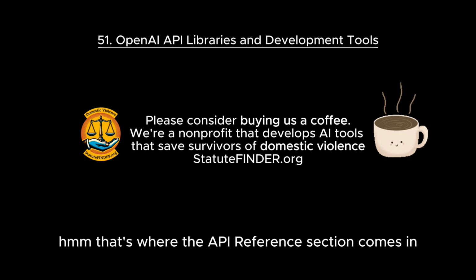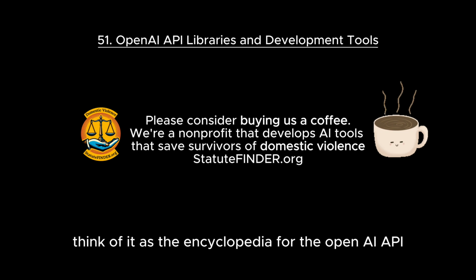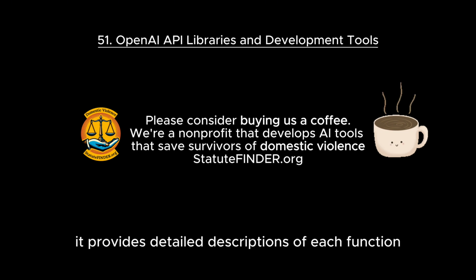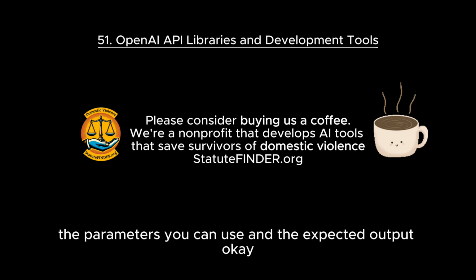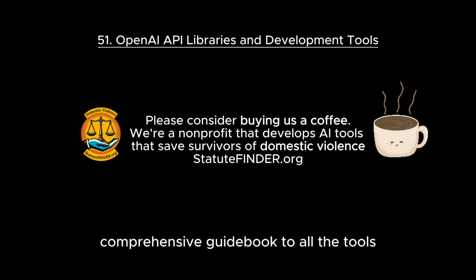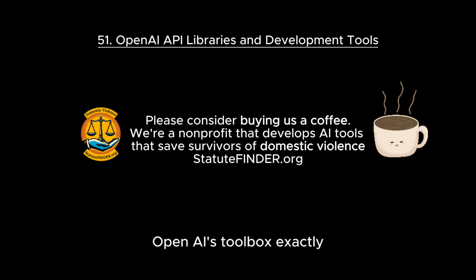That's where the API reference section comes in. Think of it as the encyclopedia for the OpenAI API. It provides detailed descriptions of each function, the parameters you can use, and the expected output. Okay, so it's like the comprehensive guidebook to all the tools and features available in OpenAI's toolbox.